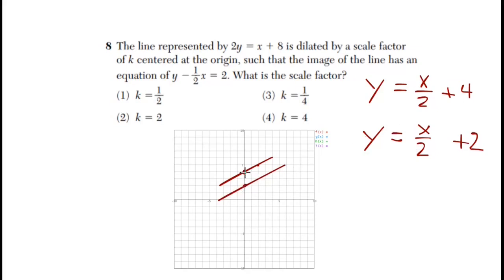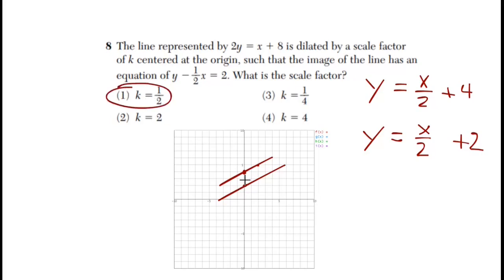Now, if you look, you could probably take a guess. We're going from this line to this line, and they're saying basically, what did I have to multiply by, centered at the origin, dilate the scale factor centered at the origin, that's the important part, to get this new line. And if you look, if I'm going from 4 to 2, I divided by 2, or I multiplied by 1/2.